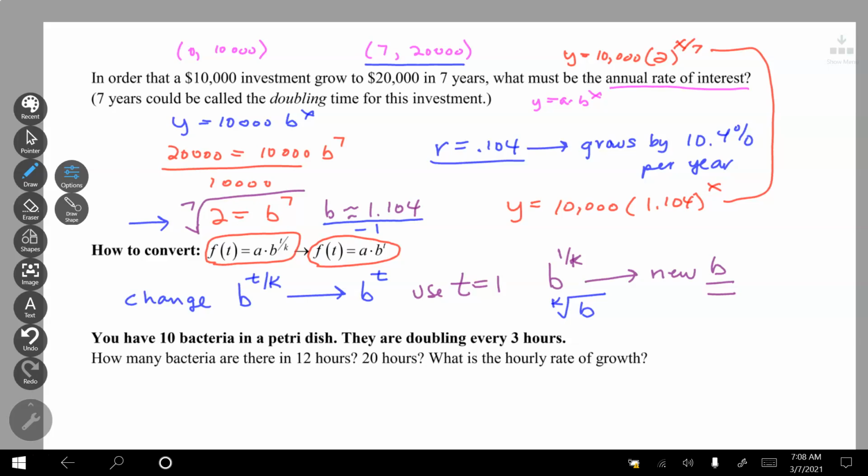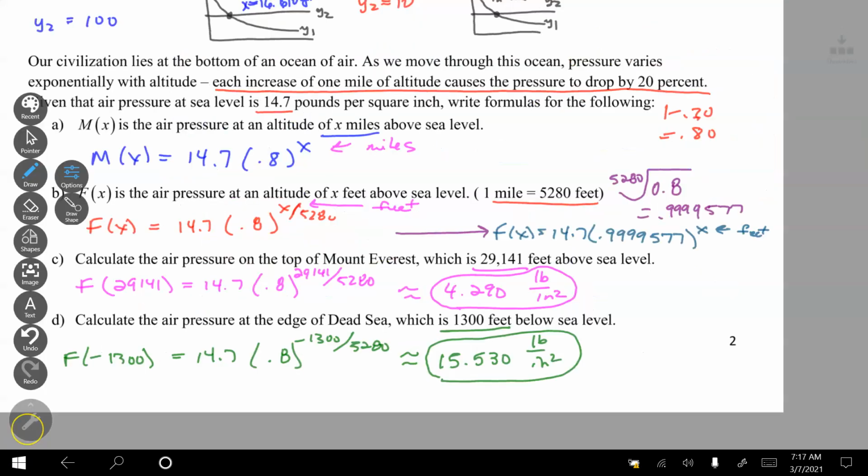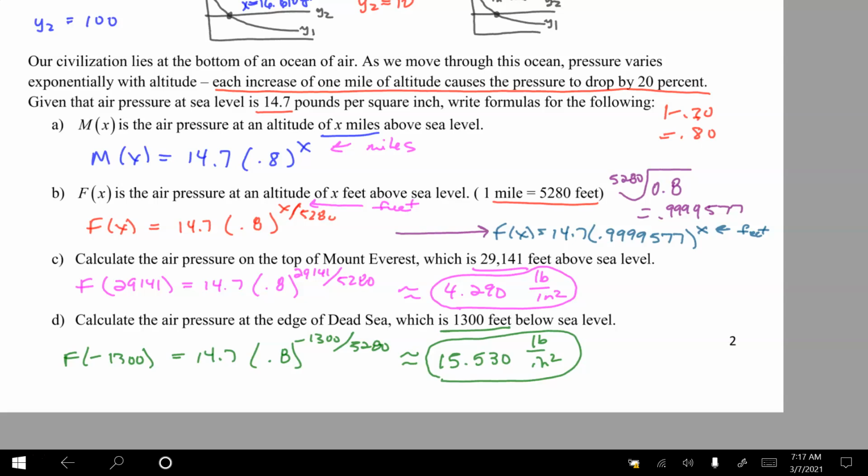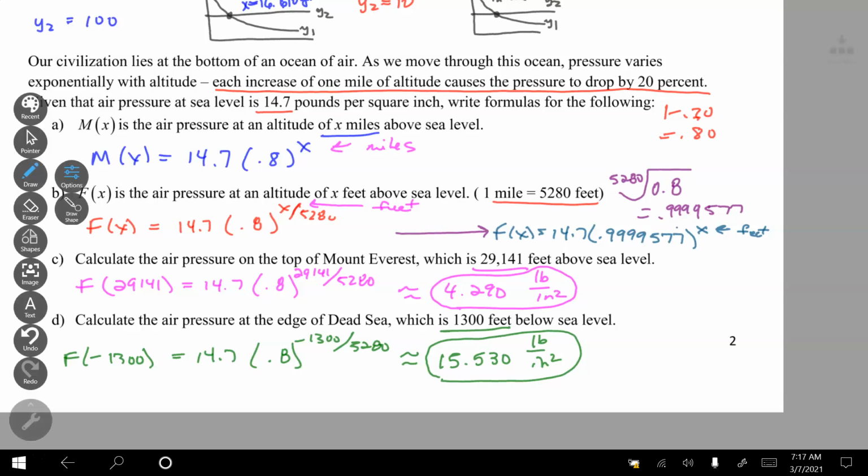How do we translate things into that special form, raised to the t over k, to the regular form, which is a b value? I went back to this air pressure problem just to show you what I mean. I could take the 5,280th root of 0.8, and I get this decimal number with a bunch of 9s in it. And I could rewrite the problem. So let's just show you that for every foot, because x is in feet, for every foot you go higher, the difference in air pressure is inconsequential. It only matters when you go up to Mount Everest at almost 30,000 feet.